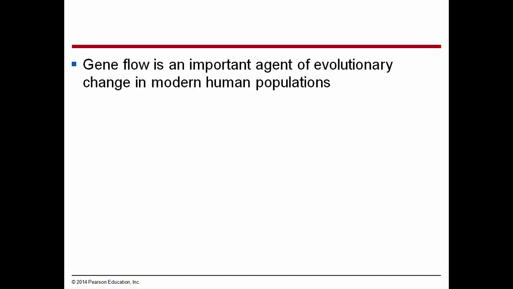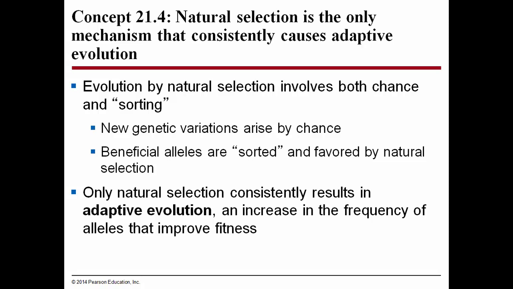Gene flow is an important agent of evolutionary change in modern human populations. Natural selection is the only mechanism that consistently causes adaptive evolution. Evolution by natural selection involves both chance and sorting. New genetic variations arise by chance. Beneficial alleles are sorted and favored by natural selection. Only natural selection consistently results in adaptive evolution, an increase in the frequency of alleles that improve fitness.